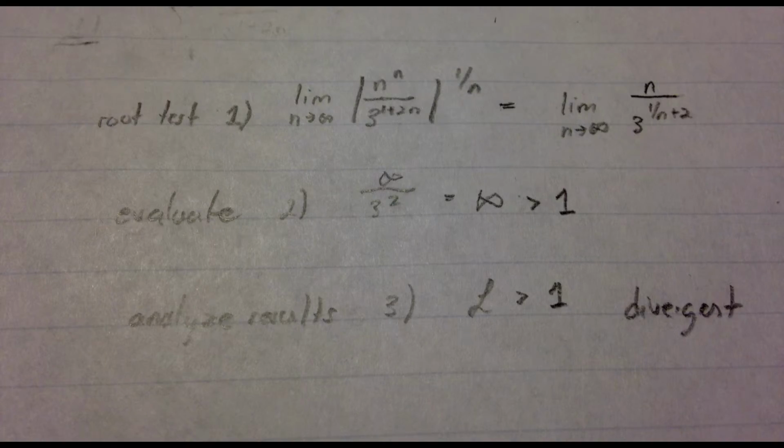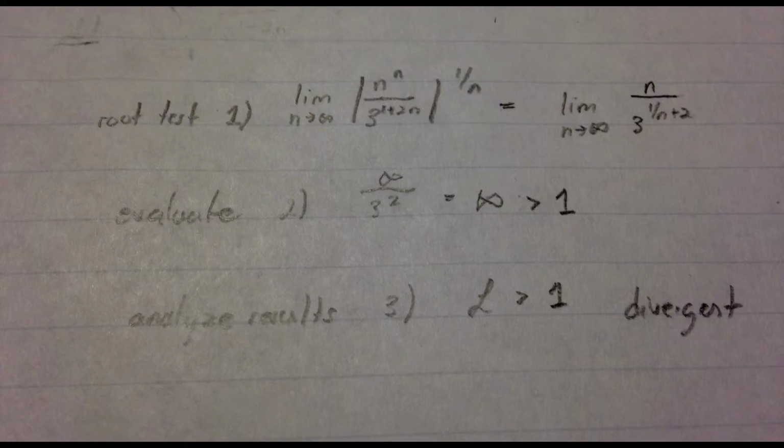So let's begin by evaluating the root test on this series. If we apply it, we get the limit as n goes to infinity of n to the power of n over 3 to the power of 1 plus 2n, absolute value, important not to forget that, to the power of 1 over n. This simplifies to simply n over 3 to the power of 1 over n plus 2, and we can take out the absolute values because we know that this function is positive.